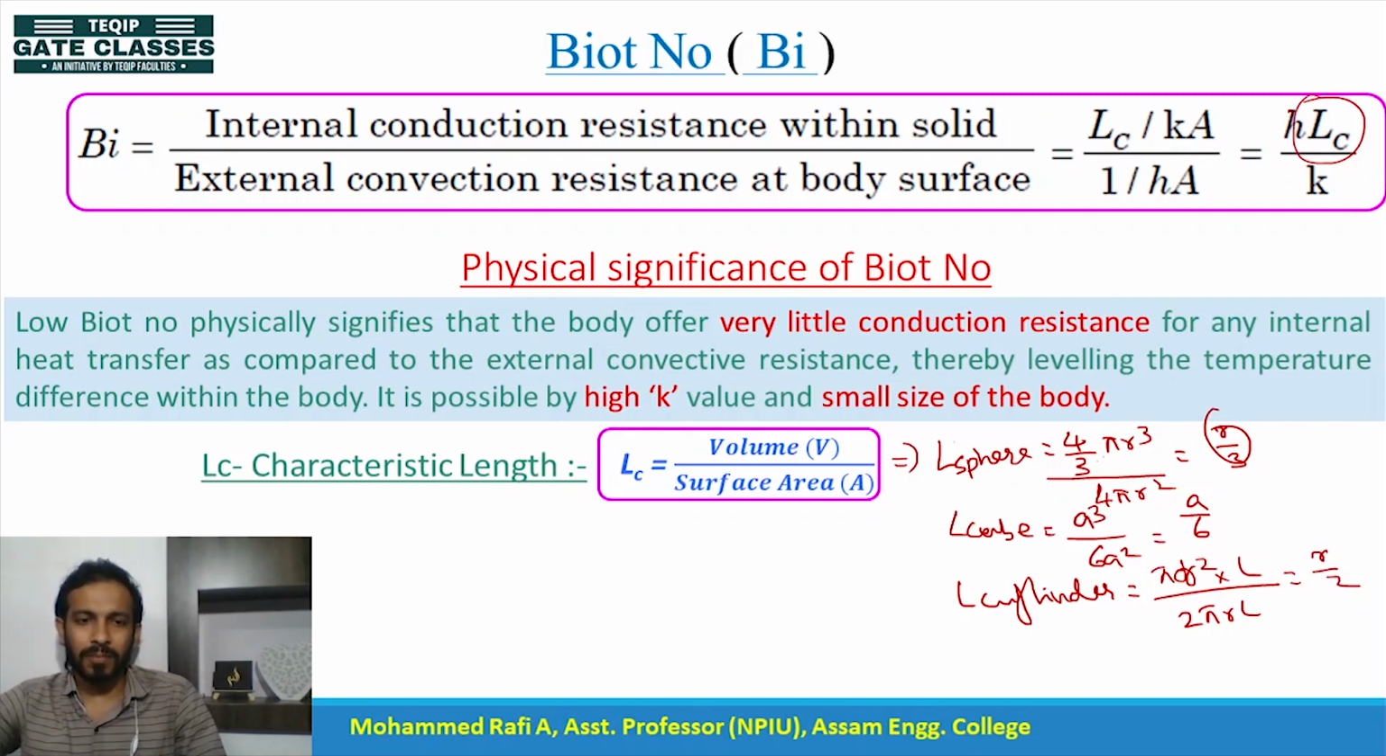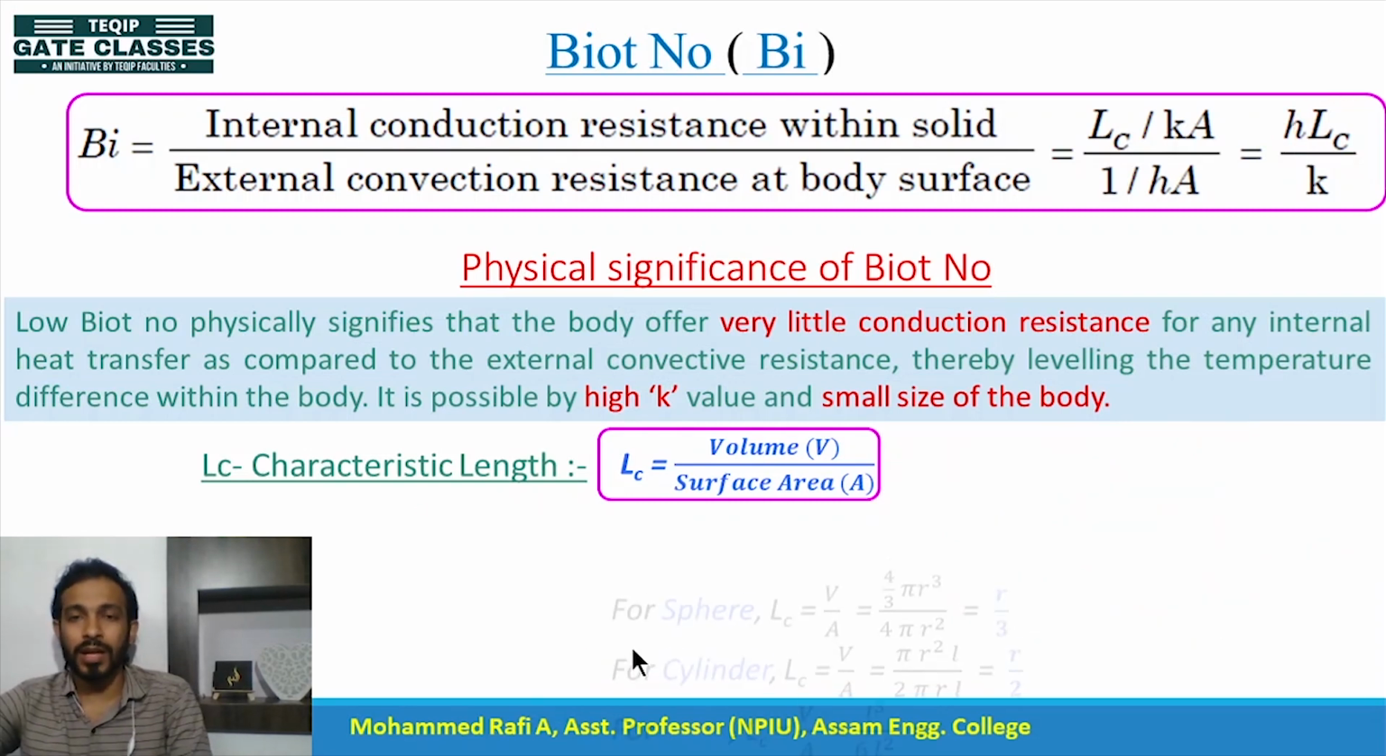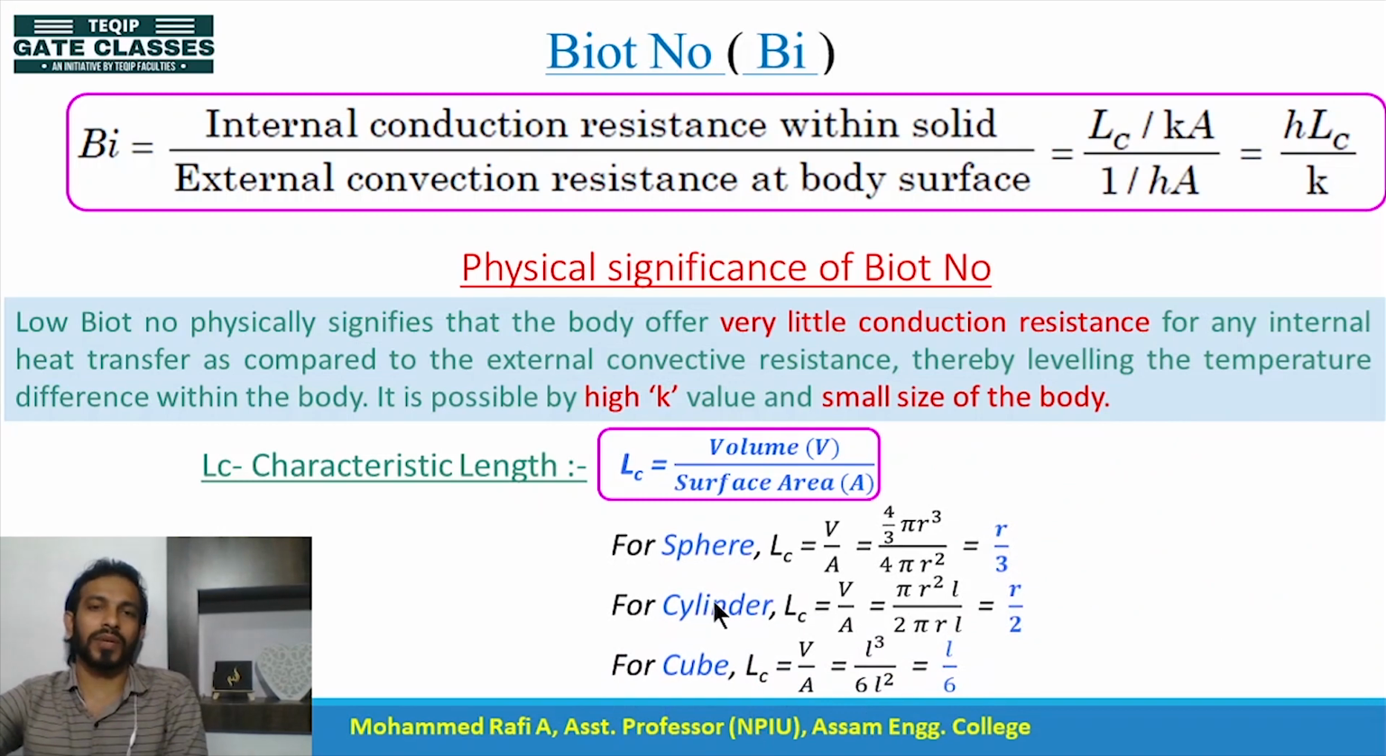So everybody should remember the characteristic length for a sphere, cylinder and cube, because whenever you talk about the Biot number, you should know how this characteristic length is calculated. Okay, are you okay? So let's move on.